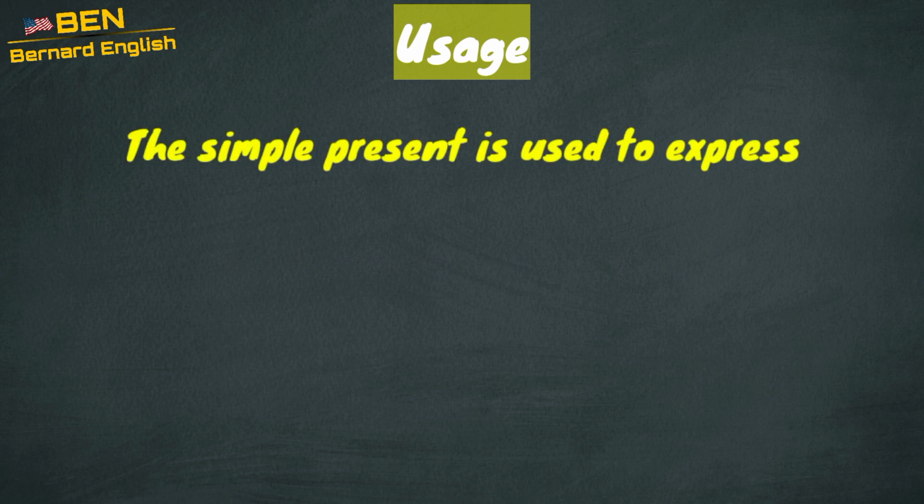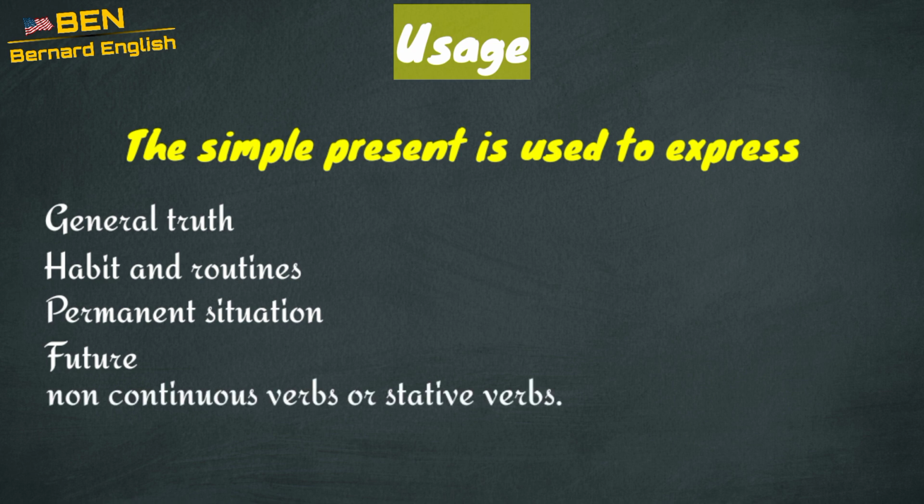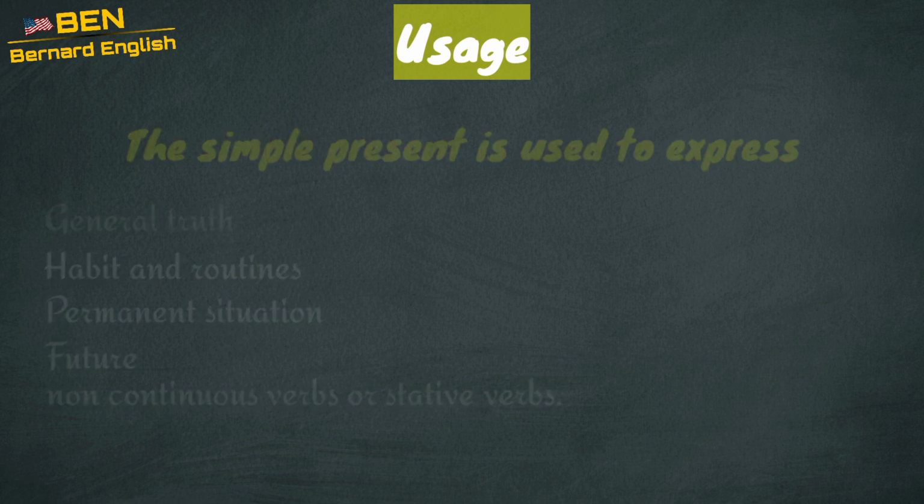When to use the simple present? The simple present is used to express general truth, habit and routines, permanent situation, future. And it is also used with non-continuous verbs or stative verbs.